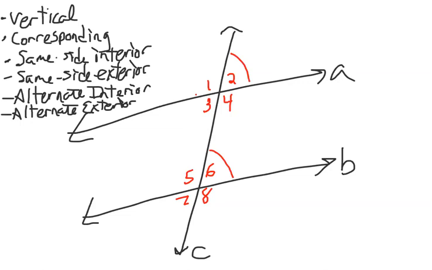6 and 2 are corresponding angles. They're in the same spot, just in different sets of angles. That's all we're looking for. So 2 and 6 would be a great answer. You could have also done something like 3 and 7, right? They're in the same spot, just in a different group of angles. So that's what corresponding, that's what we're looking for.